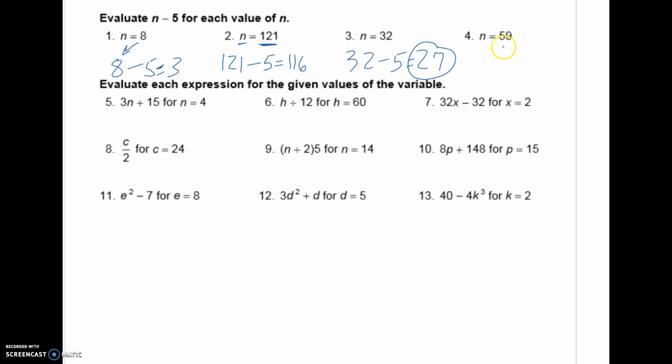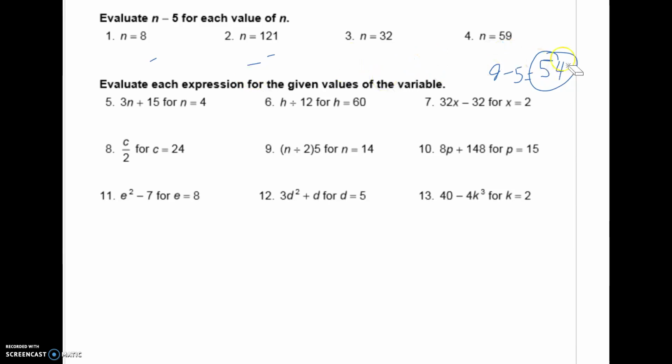Last one, n equals 59. So 59 gets substituted for n. 59 minus 5 equals 54. Okay, so if you're ever given the value of n equals this, n equals this, n equals something else. If they tell you what the variable is, you simply plug it back in to whatever the expression is and you solve for it. Pretty simple. All right, let's move on to this next section to finish out our video.